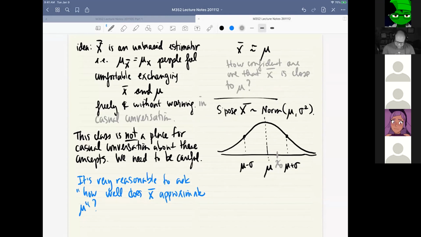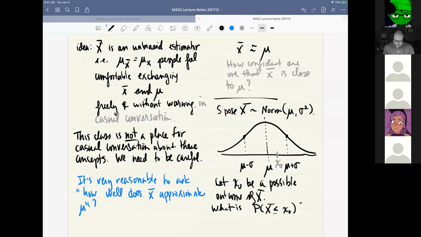So in this case, x naught is a possible outcome. It could lie anywhere on the x-axis, because the sample space for the normal distribution is minus infinity to infinity. And the question that we're going to be interested in today to understand the mathematics of is, what is the probability that x gives us an outcome that's less than or equal to x naught? So given an outcome, what's the probability that we get another outcome from x that's smaller?